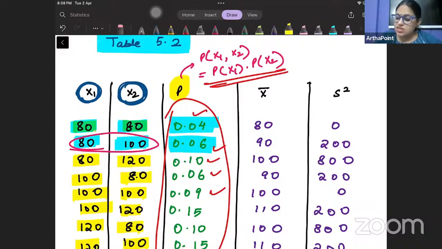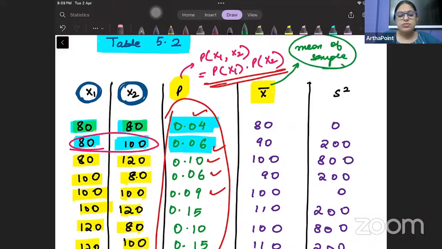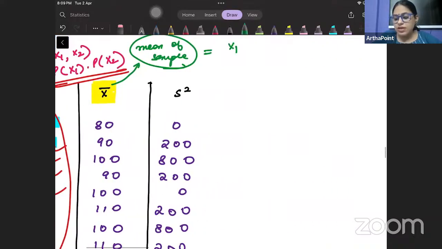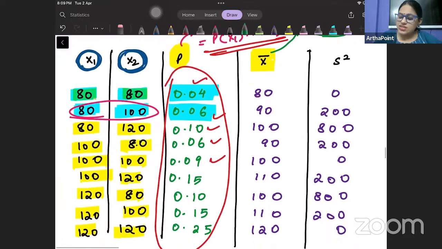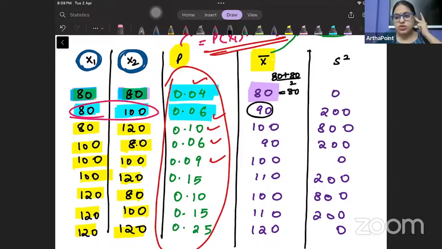Okay, beta. Now please understand, what is going to be the mean of your sample? So the mean of the sample will be the first observation plus the second observation divided by 2. So if you can see here, the first mean is coming as 80 because my first observation is 80 and second observation is also 80. So 80 plus 80 by 2 will give me 80. Now the second observation, which is 90, is nothing but 80 plus 100 divided by 2. So 80 plus 100 is 180. 180 divided by 2 is going to give me 90.